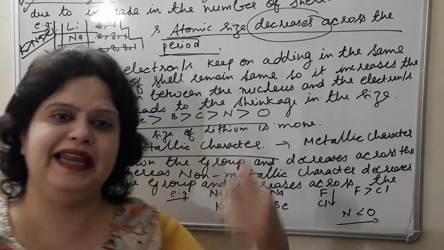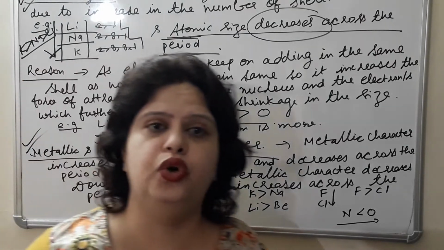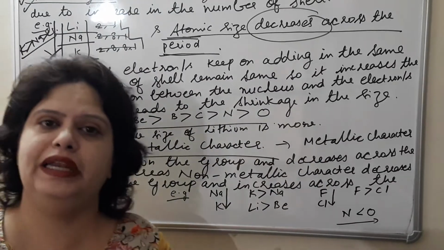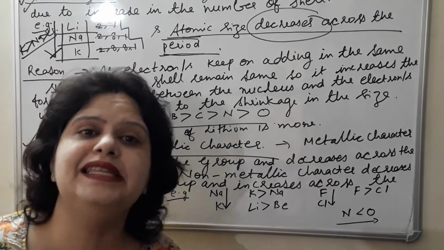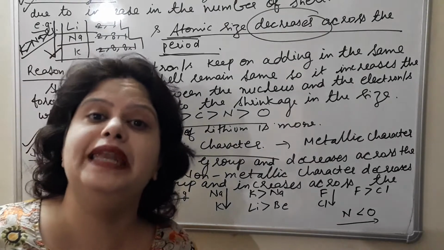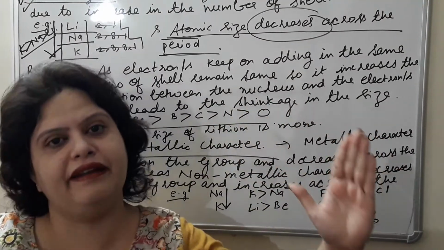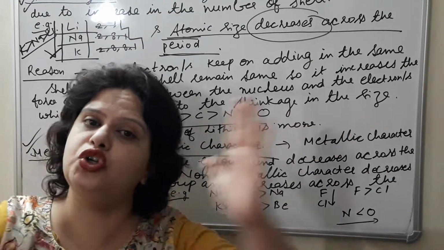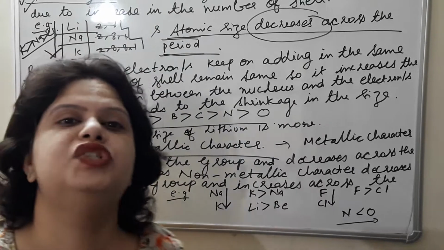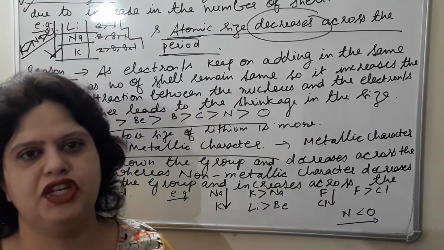Why does metallic character increase down the group? Metallic character increases down the group due to the increase in the number of shells. And because the number of shells increases, it is easy for potassium, out of these three elements, to lose an electron, because when distance increases, force of attraction decreases, and when force of attraction decreases, it is easy for potassium to release one electron as compared to sodium and lithium.